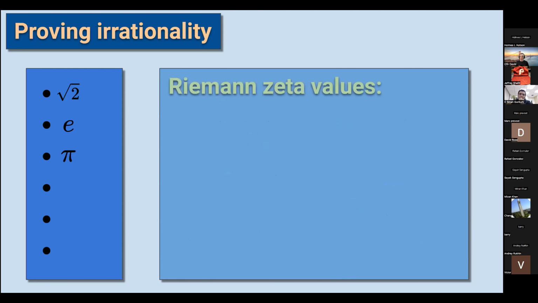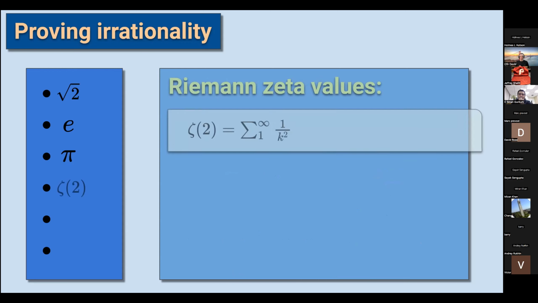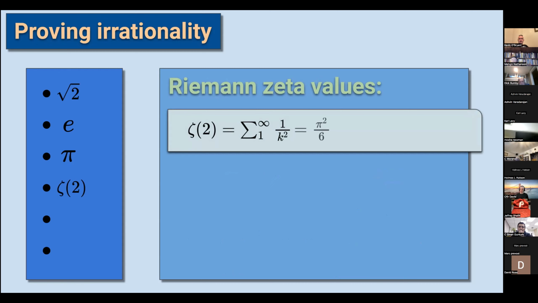Let's look at the Riemann zeta values. So zeta of 2, by definition, is the sum from 1 to infinity of 1 over k squared. And we know how to compute this. This is actually pi squared divided by 6. And we already saw that pi is, of course, irrational, but it doesn't mean that pi squared over 6 is irrational, just because we know that pi is irrational.